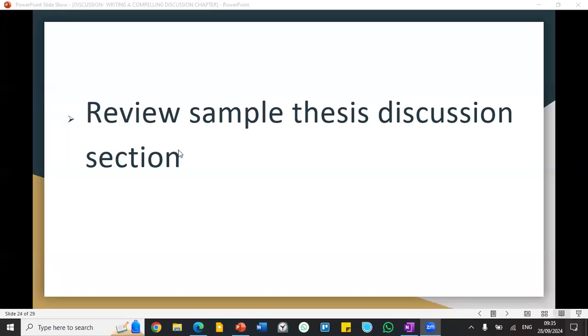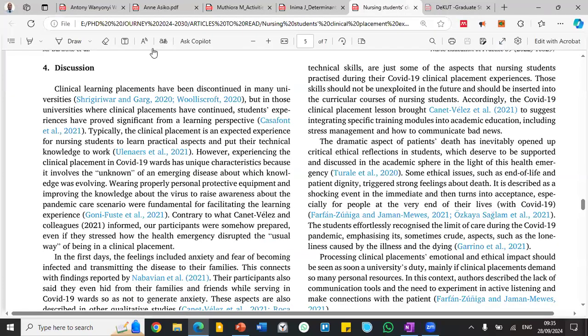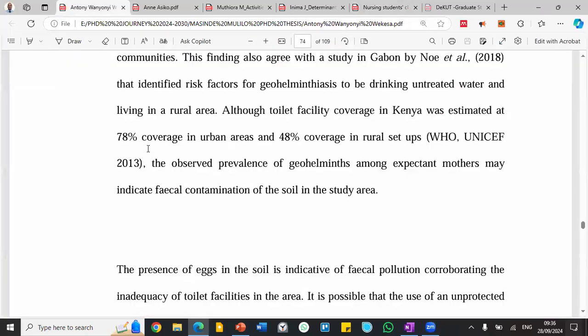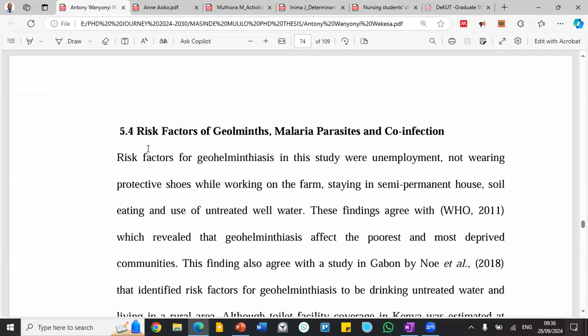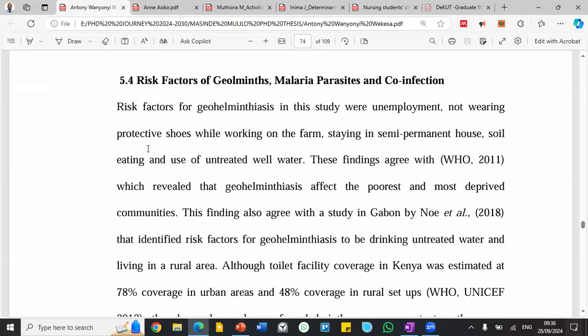I want now to go back to the sample thesis I showed you earlier. Maybe we shall read 2 or 3 paragraphs in each, then we conclude on that. I want to go to our specific objectives. For example, this one, I'm showing you an objective. This author was looking for risk factors for geohelminths, malaria parasite, and co-infection. I'll read up to where you have WHO, so that you can get the concept.